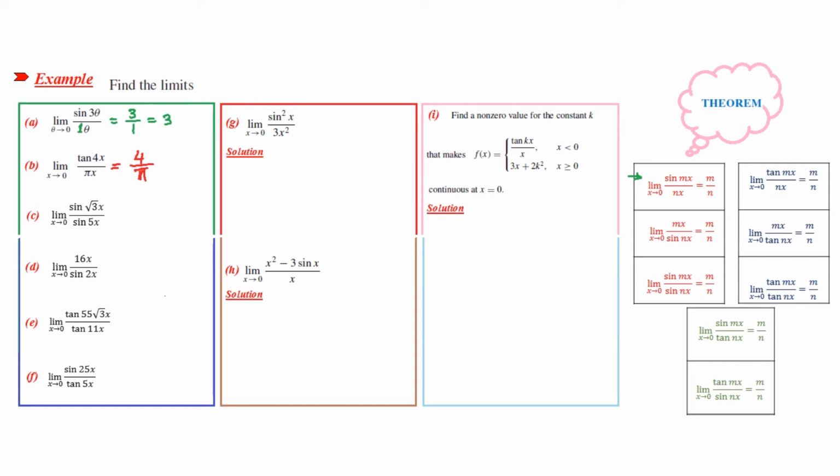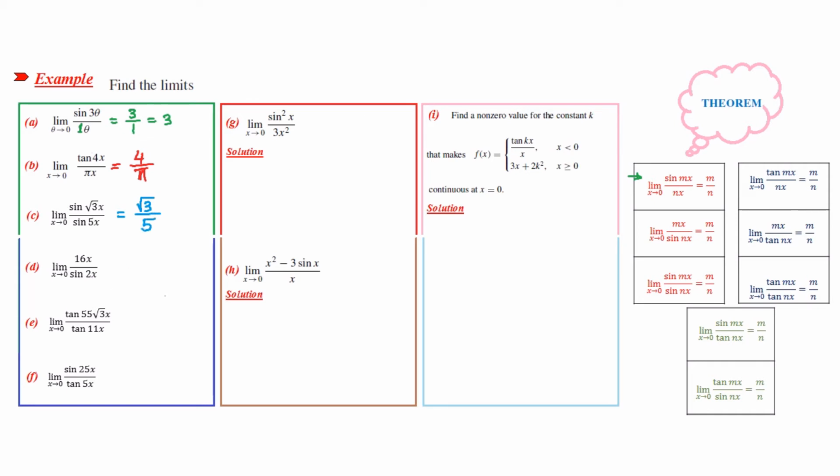For the next one, we have the limit of sine radical 3x divided by sine 5x. It is almost this one: sine mx over sine nx equals the coefficient up divided by the coefficient down. But remember, x goes to 0 only. So we have radical 3 over 5.